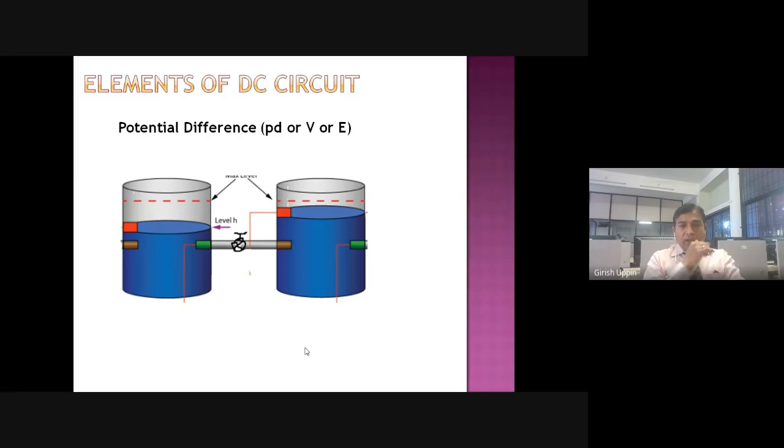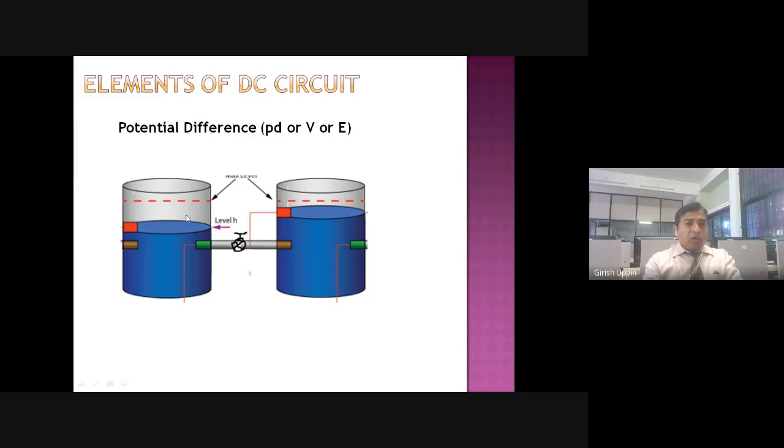Now we understood what a potential is, right? Potential is the capacity to do work. Now we will understand what a potential difference is. It is also called PD or V or E. I told you these things are used synonymously. There is a very slight difference, but for all purposes you can think they are similar.